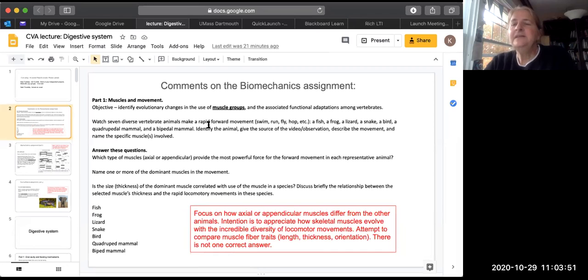And essentially, it's so simple. You just have to compare the axial muscles and the appendicular muscles, which one is more dominant in the movement, and then attempt to compare whether you think they're thicker or thinner. So some sort of trait feature, the muscle fiber. Remember all those muscle fiber traits we had. So try to compare, among these animals, how the axial and appendicular muscles are different. Pretty straightforward. I give you the animals here.